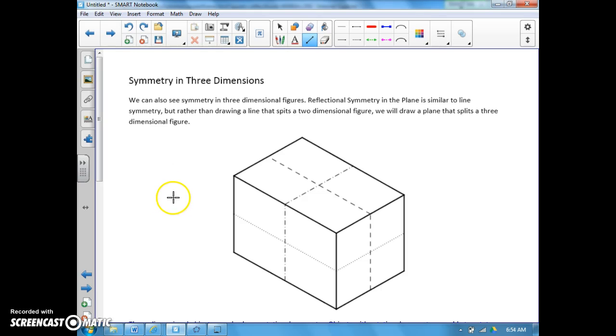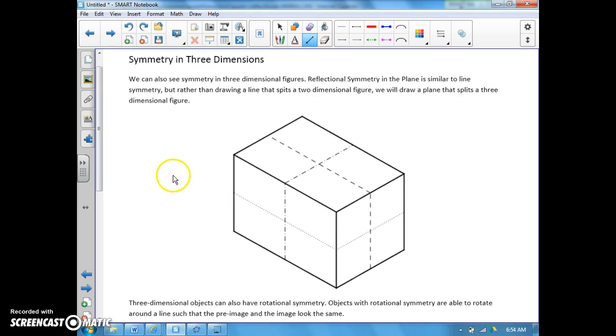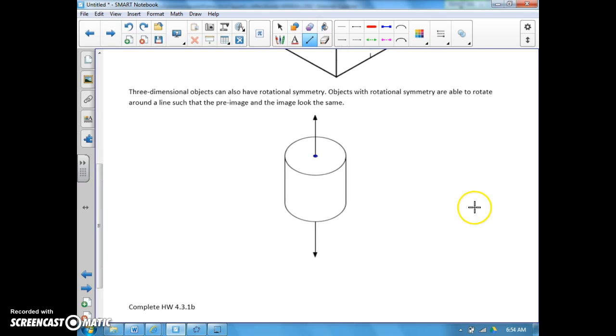We can also have symmetry in 3 dimensions. Looking here, I have already marked in the different lines of symmetry you could have drawn on this rectangular prism to break it into symmetrical pieces. And we can also have rotational symmetry in a 3-dimensional figure. Objects with rotational symmetry are able to rotate around a line such that the pre-image and the image look the same. So here, no matter how I rotate this cylinder around the axis we've drawn in, it's always going to look the same.